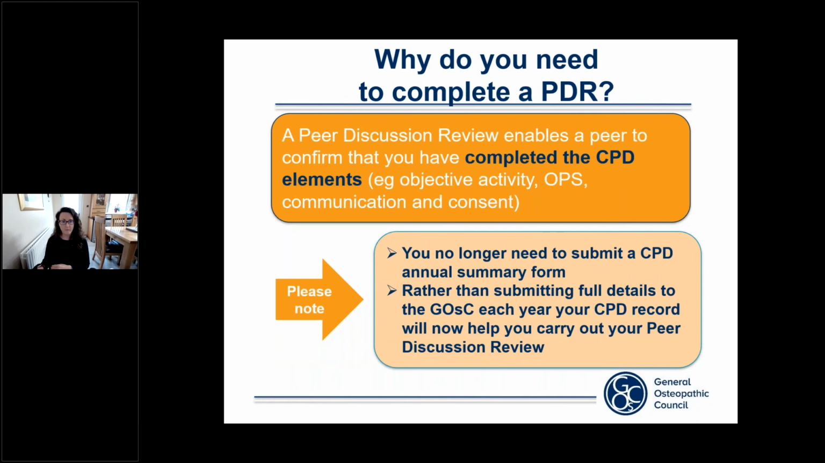So why do you need to complete one? Well, it enables a peer to confirm that you've completed the CPD elements, the requirements I mentioned: range of practice, objective activity, communication and consent, and keeping a record of your CPD. So it's worth noting, you no longer need to submit a CPD annual summary form, and rather than submitting full details to the GOsC every year, your CPD record will help you carry out your peer discussion review.